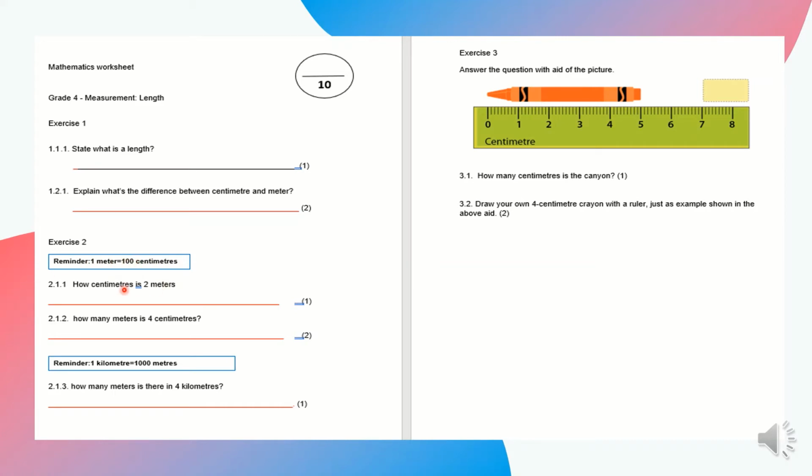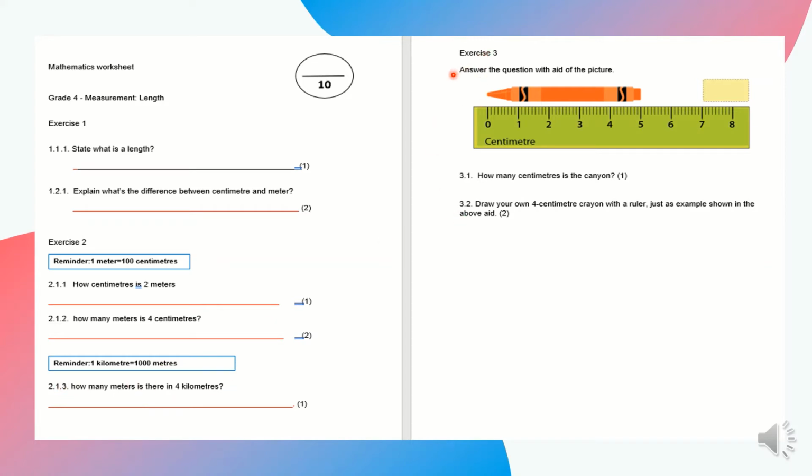How many centimeters are there in 2 meters? Now that's problem solving. How many meters in 4 centimeters? Again, the reminder: 1 kilometer is equal to 1,000 meters. How many meters are there in 4 kilometers?